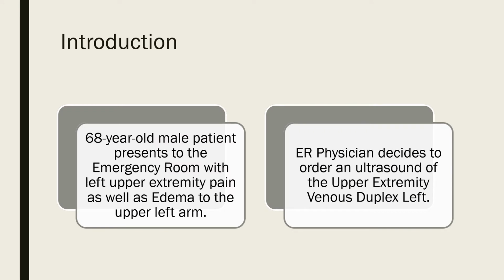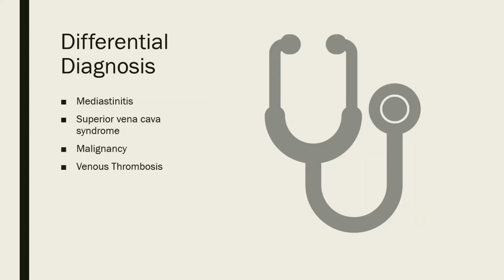It was a 68-year-old male patient that presented to the emergency room with left upper extremity pain as well as edema to the left upper arm. So the ER physician decided he wanted to order an ultrasound of the left upper extremity with venous duplex. So a couple of things that this could have been, as far as differential diagnosis goes, could have been mediastinitis, superior vena cava syndrome, malignancy, or venous thrombosis.